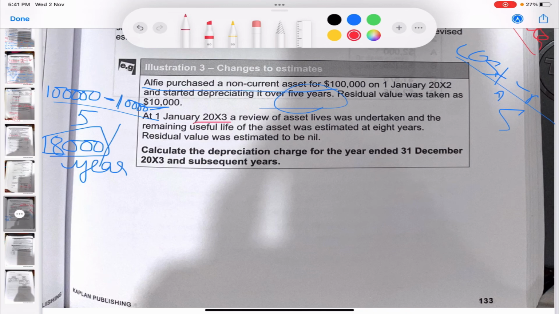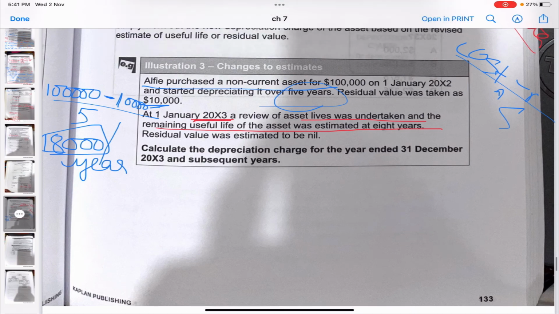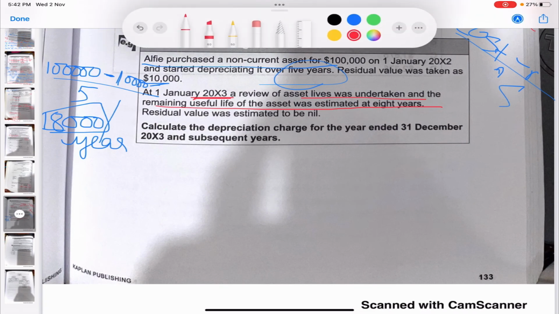On 31st January 2003, a review was taken and the remaining useful life was 8 years. Now the remaining useful life is 8 years. Let's now start with the question so you'll be able to understand. So we know that 18,000 per year is the depreciation, right?